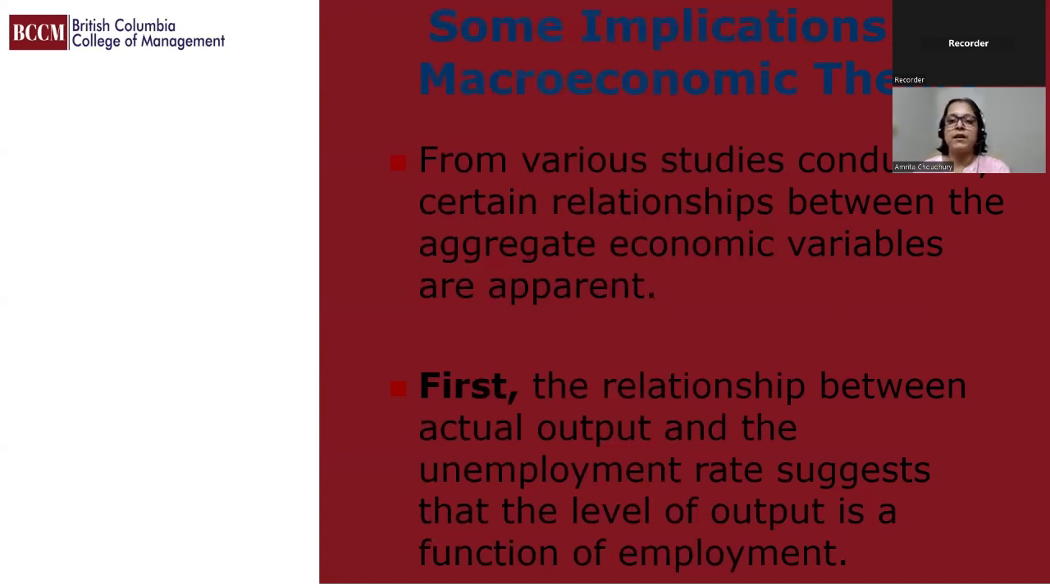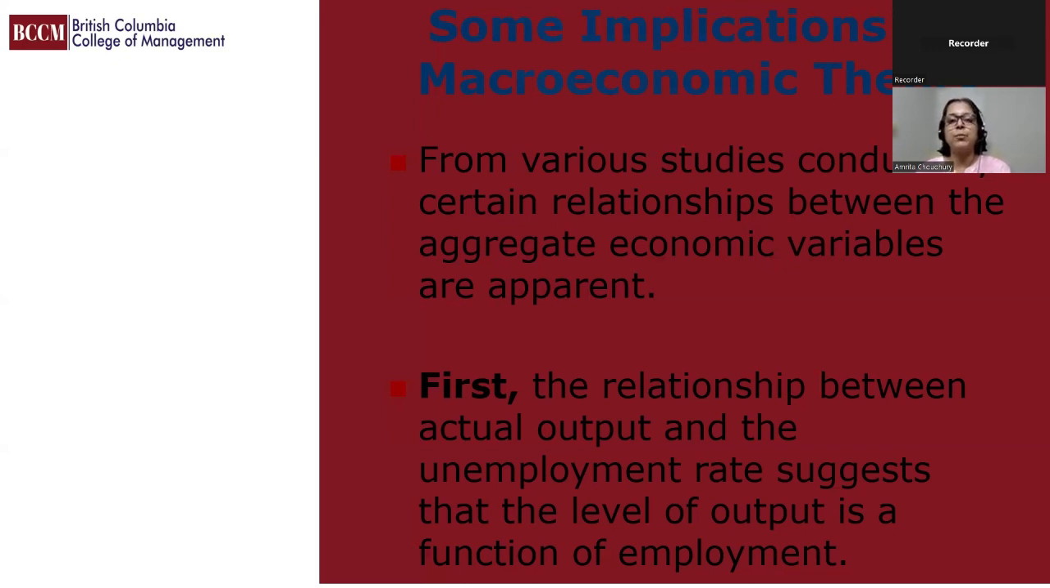So, if the macroeconomists collect data, they have found out that the level of output is a function of employment. The total level of output produced in the economy will depend on the total level of employment. Now this is very obvious because in microeconomics, in the production function, we have already seen that the amount of output produced depends on the number of laborers employed, that is L, and K, that is the amount of capital employed.